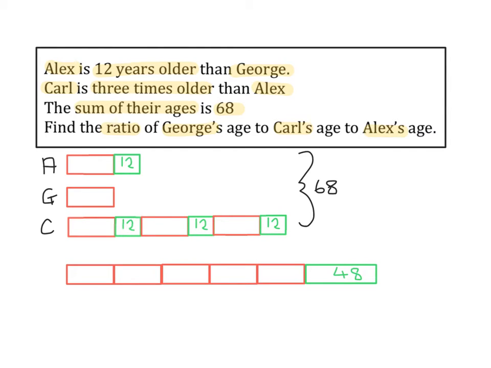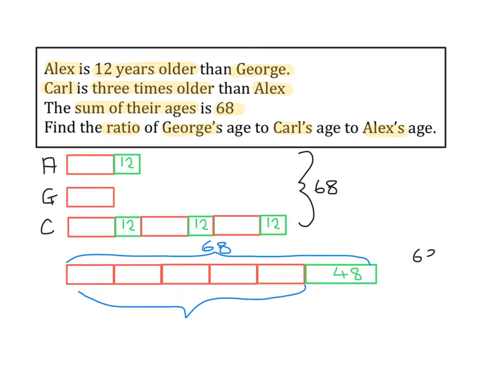Okay, so now I know we said that the sum of all their ages was 68. It means that I can figure out this bit quite nicely, because I know that all of this plus this must equal that 68. So 68 take away 48 is 20. So all of these here add up to 20. Now they're all equal. So 20 divided by 1, 2, 3, 4, 5 is 4.